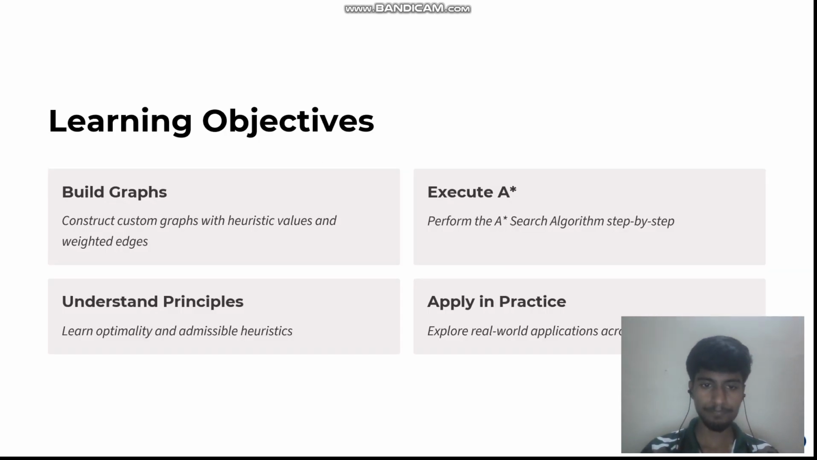Learning objectives. By the end of this session, you will understand how to build a graph with heuristic values and weighted edges, execute the A-star search algorithm step by step, and understand its principles like optimality and admissible heuristic, and how to apply it in practical systems like navigation, robotics, and gaming.